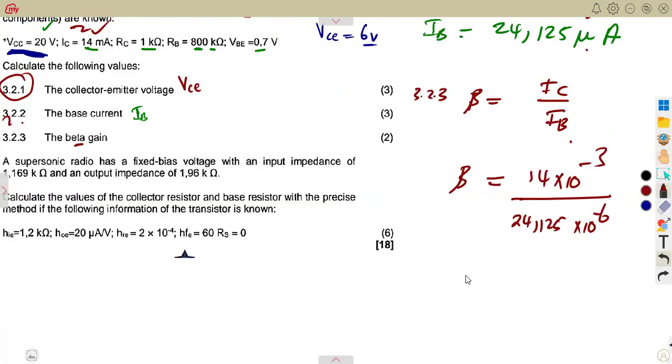That is going to give us the value of beta, our current gain, of 580.311, just like that. So that's your current gain in that case. It can be like that. Questions can be given of that nature.